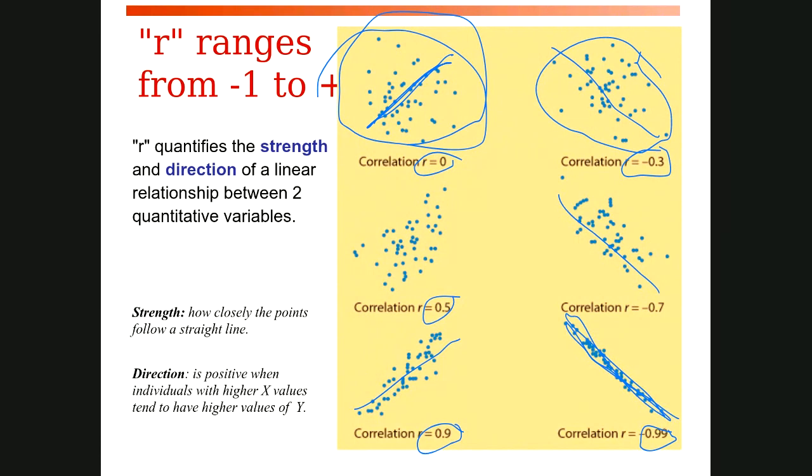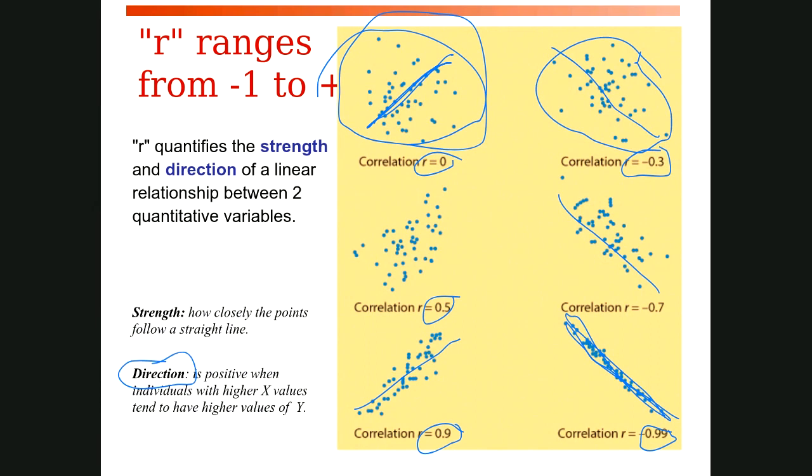The relationship is negative if as one variable increases, the other variable decreases. So the more time spent studying, the fewer errors on an exam. So as one variable increases, the other decreases. So that's how you determine whether it's negative or positive.